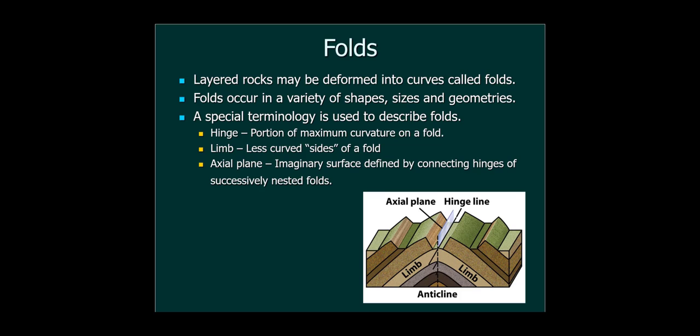I like to remember it this way. If I want to make an A, I make a thing that goes up like this, and then I put a little cross across it. So A for anticline, and the letter A looks like an anticline, right? That's how I remember that. You're stuck with it now. So if it's been bent upward, it's an anticline.